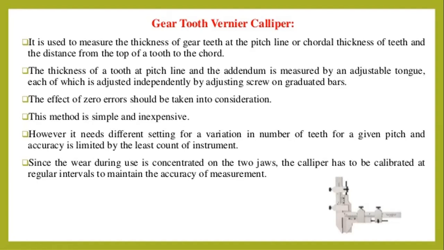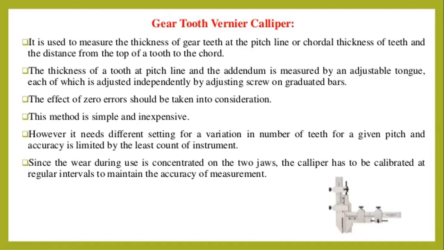Since the wear during the use is concentrated on the two jaws, the caliper has to be calibrated at regular intervals to maintain the accuracy of the measurement. So to maintain this accuracy, we are going to calibrate at regular intervals. So these are the general advantages regarding the gear tooth vernier calipers.